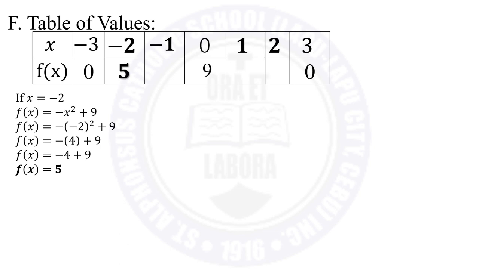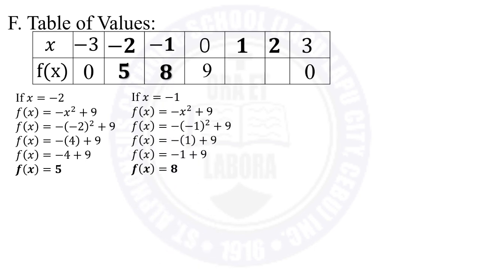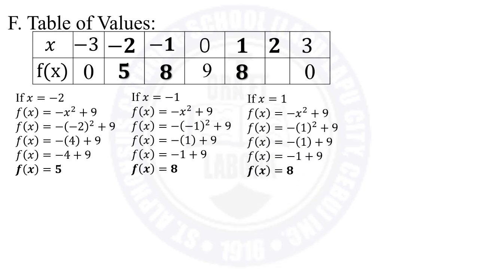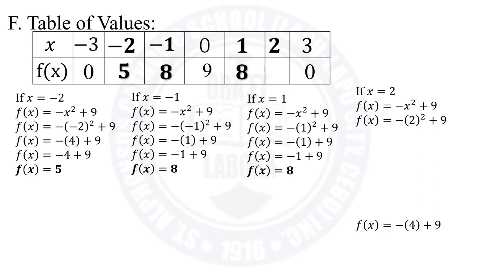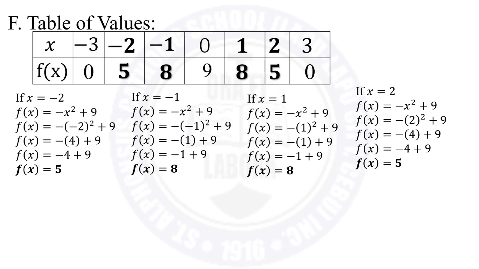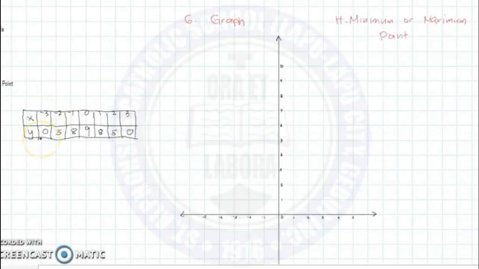Next, if x equals negative 1, so y equals negative 1 squared plus 9, so y equals negative 1 plus 9, y equals 8. So if our x is negative 1, our y is 8. And since negative 1 and 1 are symmetrical, we will put also 8 on 1. Therefore, we could proceed to the graphing.